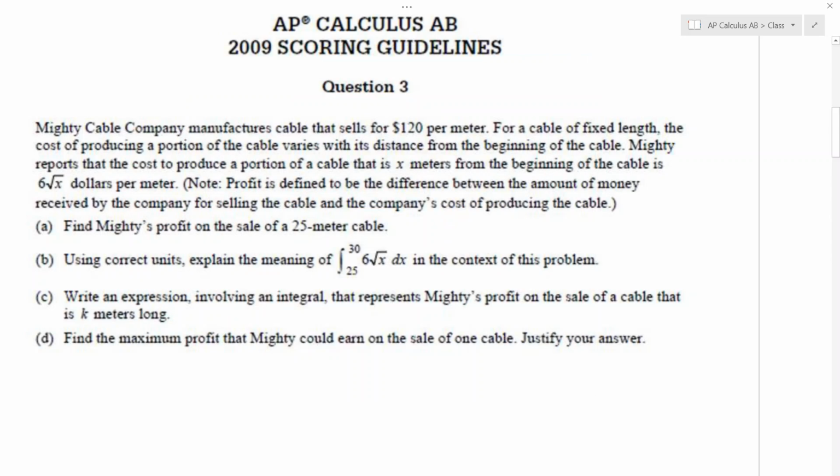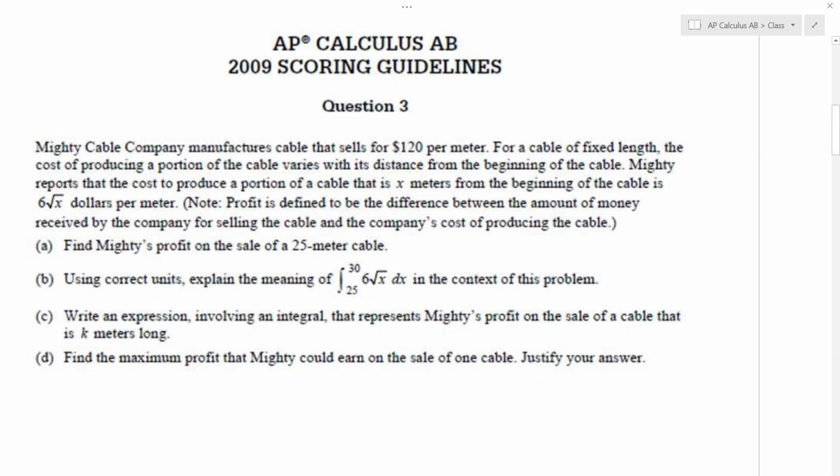Bet. What is this? 2009, number 3. Okay, so just reading through here. The $120 per meter should make sense, because that's an easy, constant rate, right? If you sell a 2-meter length cable, you're going to make $140. Super duper. That's all that means.